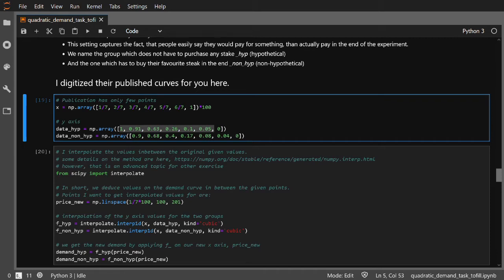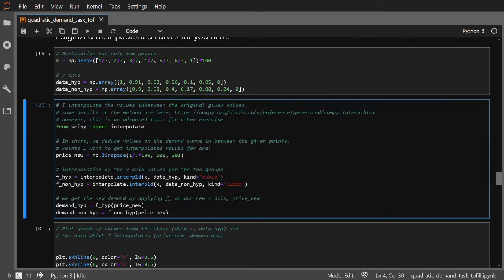Okay, now, how do we execute the interpolation? After the import of the interpolate module from the SciPy package, the first thing is to define our new x values. So the values of price for which we want to learn the demand. I have linearly spaced them between the edges of the x interval from above, and I have created 201 values.